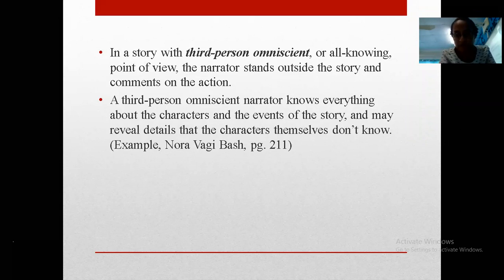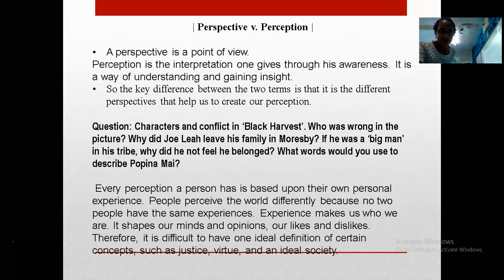We haven't had a chance to read Nora Vagibash, but we are going to. How do I get rid of this? Do that, fill that in with our worksheet number 3. So that is that on third person.